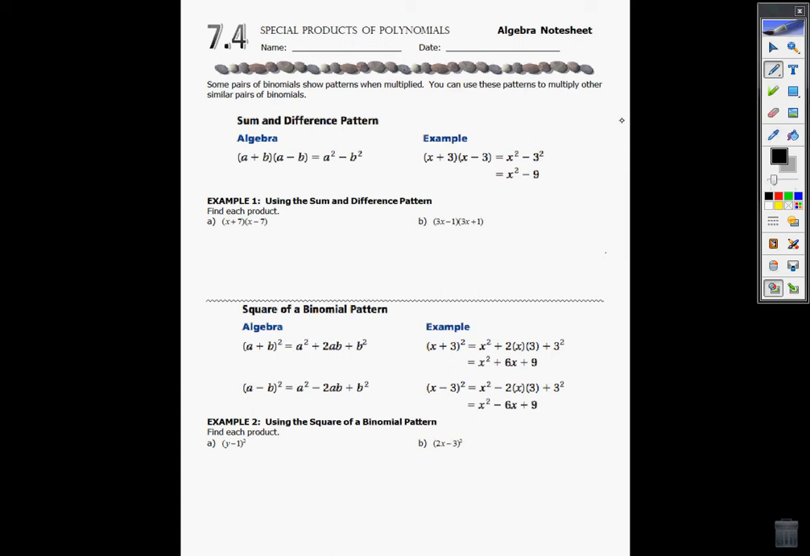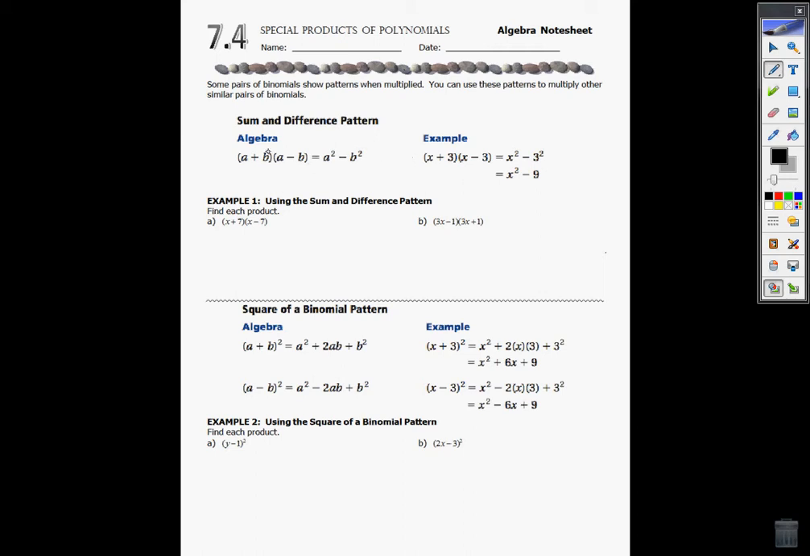Hello. Today is 7.4 special products of polynomials, and it's actually going to be a pretty easy day because there's really nothing skills-based that's new. It's the same multiplying binomials together. The only thing that we really want to talk about is there's certain patterns that come up when you multiply certain types of binomials, and sometimes you can skip ahead and go to little shortcuts. So we're just going to look at a couple of shortcuts, and hopefully we can make it a little bit easier.